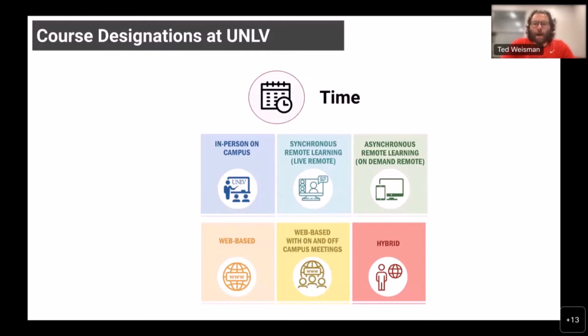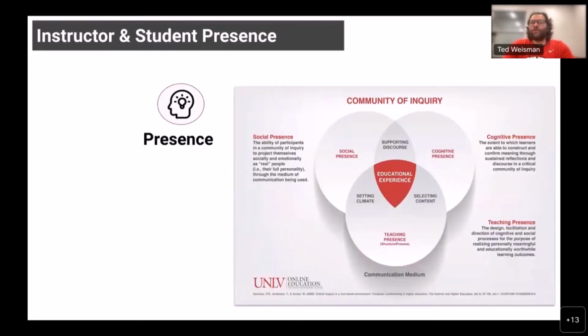And then when we talk about presence, we have what's called the community of inquiry. Now, this applies more to the online presence, because there are a lot of things you can do in person and navigate that you can't do online. You have to be more deliberate and intentional in the online space. When we talk about presence, there are three different presences: social presence, cognitive presence, and teaching presence.